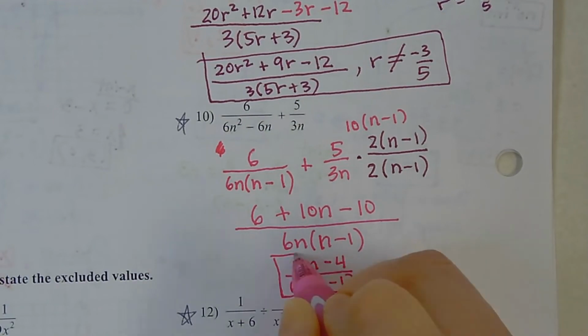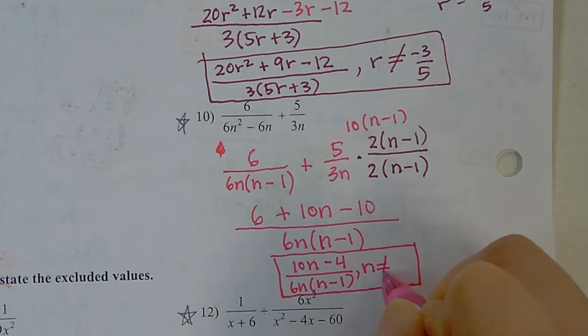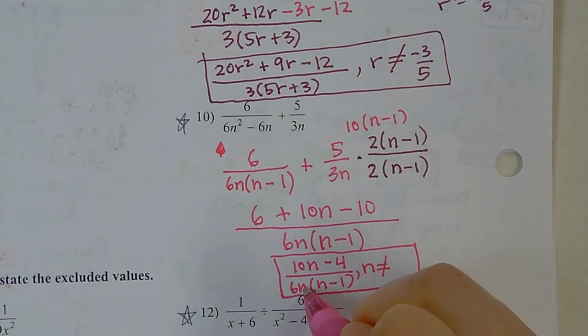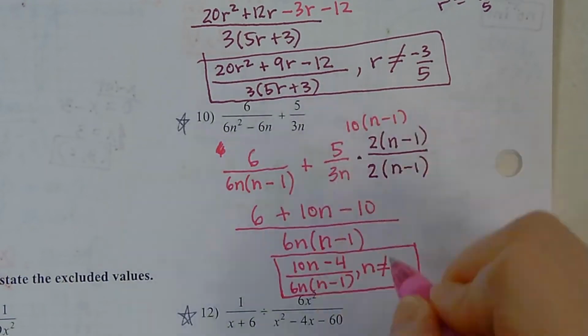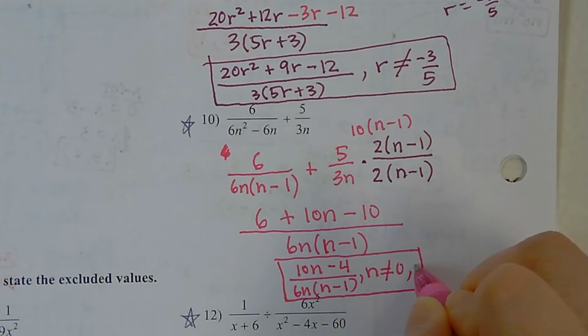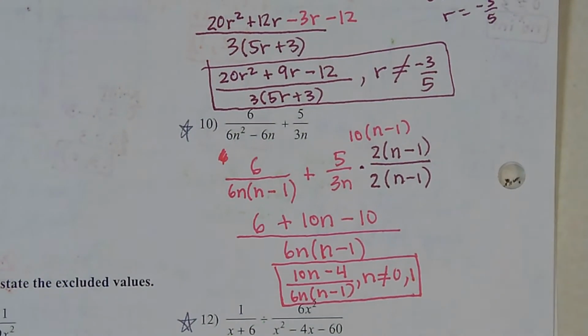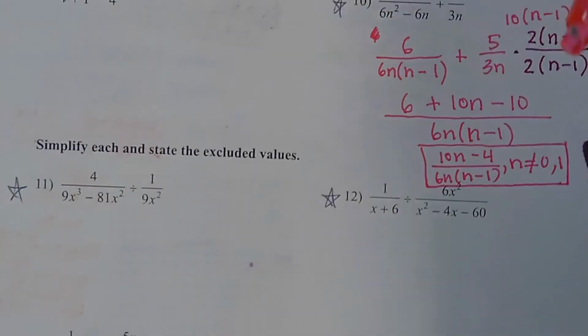Oop, you thought I forgot the excluded values. No, I didn't. So that's going to be where n cannot equal 0, so it definitely cannot be 0. And then n minus 1, so it cannot be 1. Right? Can't be those two things. All right, moving on. We're going to 11.